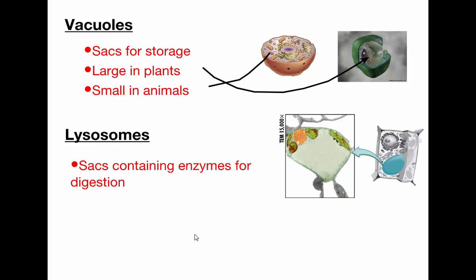Lysosomes are small sacs filled with digestive enzymes that can break things down in the cell. They just look like really small little circles in there.